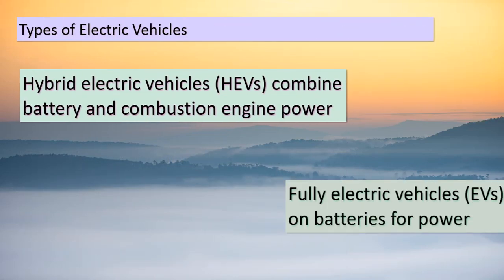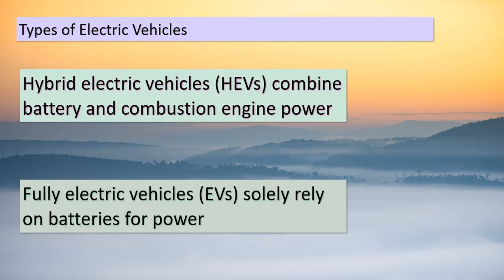Alright, students, let's take a closer look at the 2 main categories of electric vehicles: hybrid electric vehicles, HEVs, and fully electric vehicles, EVs. Hybrid electric vehicles can operate using both batteries and conventional combustion engines. On the other hand, fully electric vehicles are powered exclusively by batteries. Additionally, hybrid electric vehicles can be further divided into 2 subcategories based on their charging methods, which we'll explore.